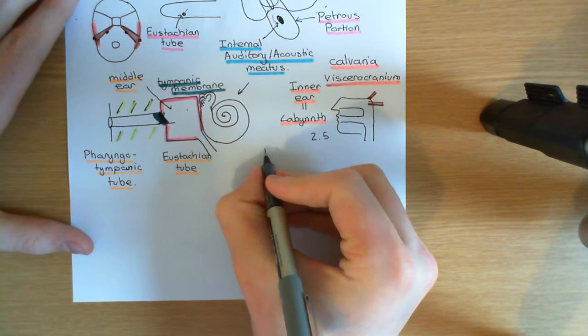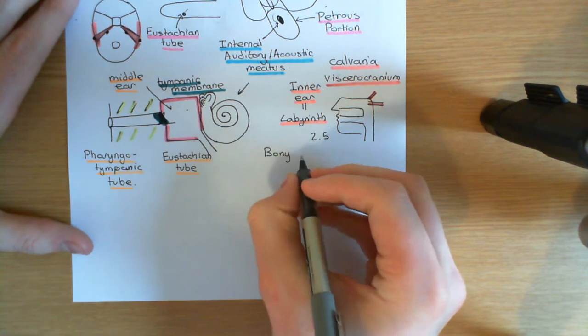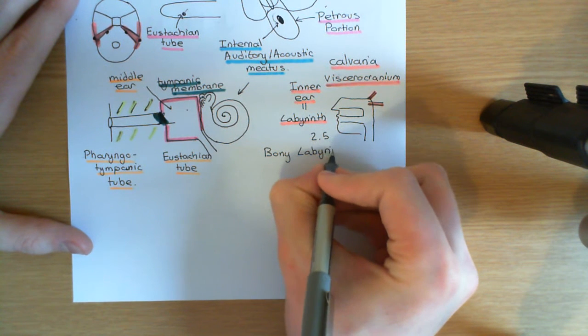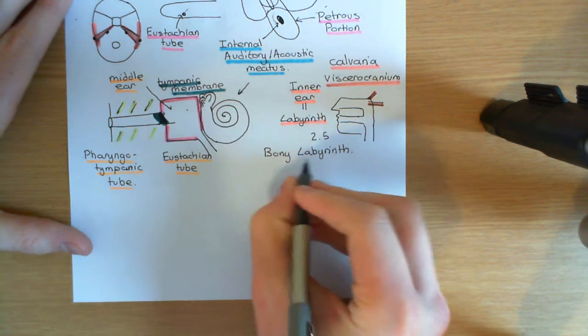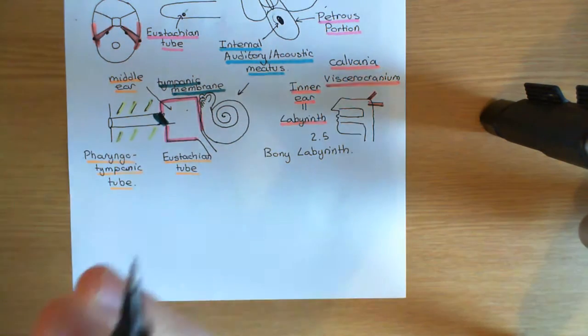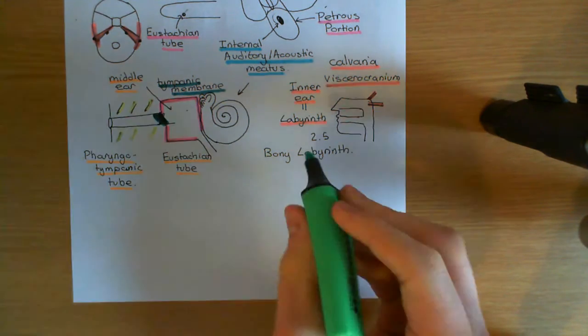We're going to firstly study the bony portion of the labyrinth, and then we'll come to what's actually inside the bony portion. But the bony portion is known as the bony labyrinth. So we're now going to start studying the bony labyrinth, which is the outside of the labyrinth. So the outer portion of the shell is made up of bone. Okay, and that's the portion that we're going to study first, the bony labyrinth.